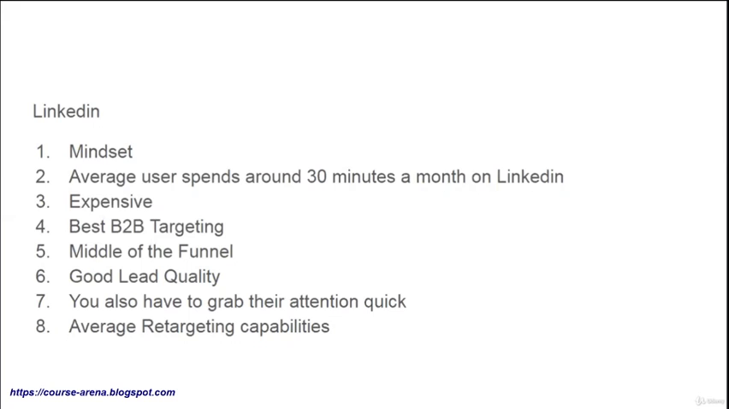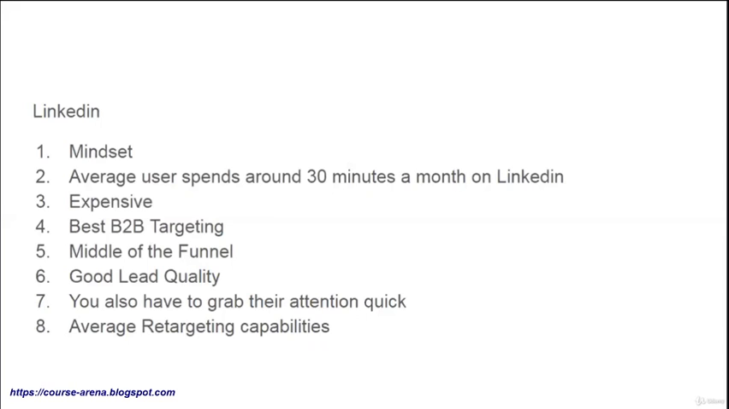Also, because the average user spends 30 minutes on LinkedIn, the inventory is very, very less, and the demand from the B2B side is very, very high. As a result, LinkedIn ads are very, very expensive. So it's not surprising if you get a cost per click of $12, $15, $10, and they are continuously rising.